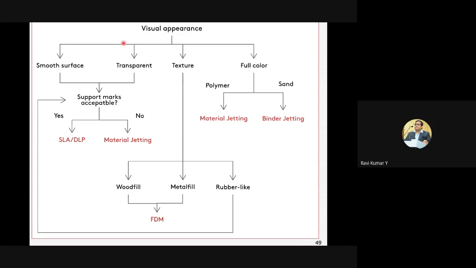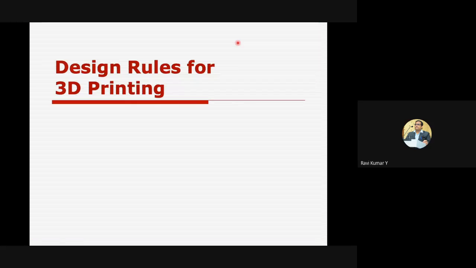Or from visual appearance, if you're anticipating a smooth surface, or a transparent kind of thing, then pick from that. And textures you have in wood fill or metal fill in case of FDM. So you have full color you're looking at, whether it is in polymer, and in the sand you have binder, so on and so forth. Among all those 7 processes, we need to pick, and this is important, how you select your technology based on your application and the requirements.